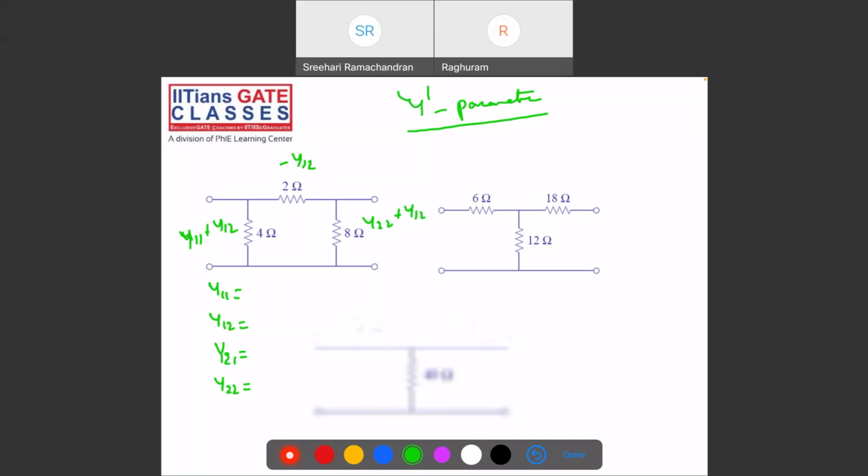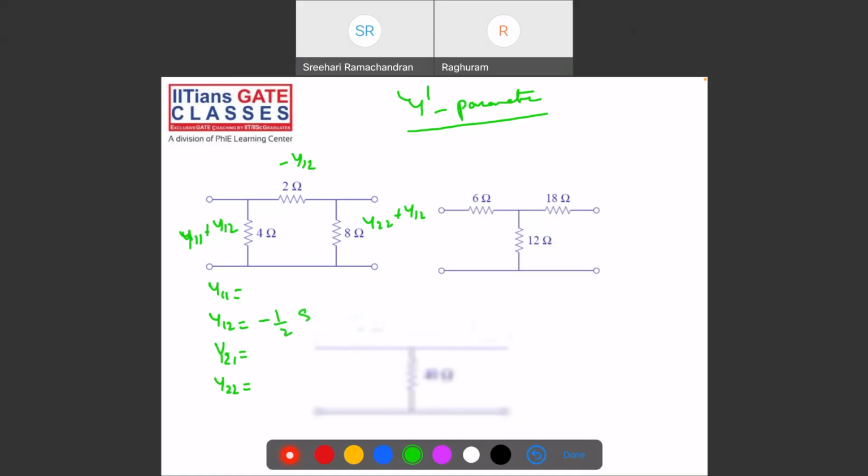Y11 is... let's see, what is y12? Y12 is -2 and this is -2. Okay, what are the units? Admittance. Remember, y12 and y21 is -1/2. These are in ohms, right? So this will be -1/2 mho.